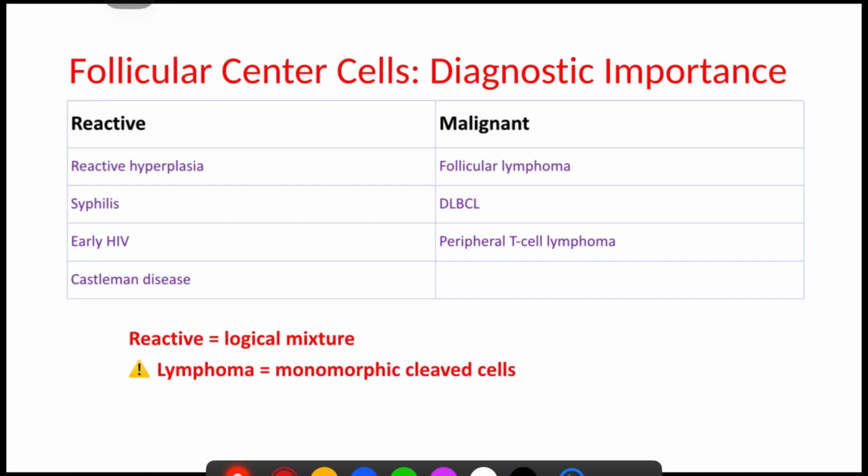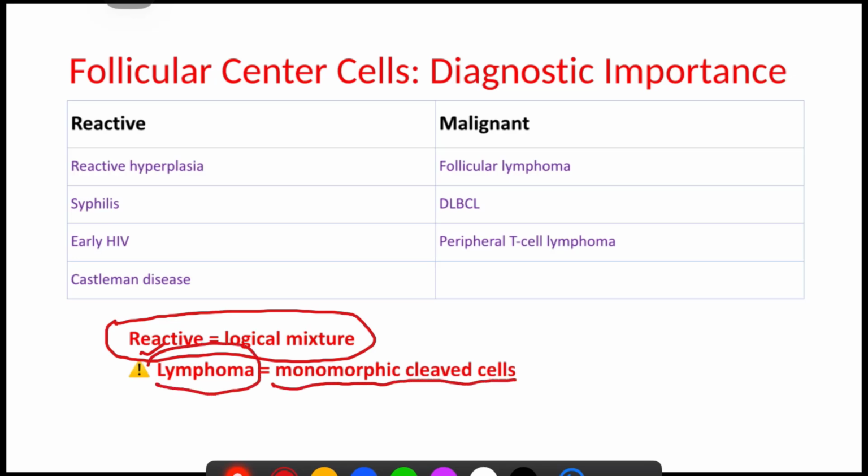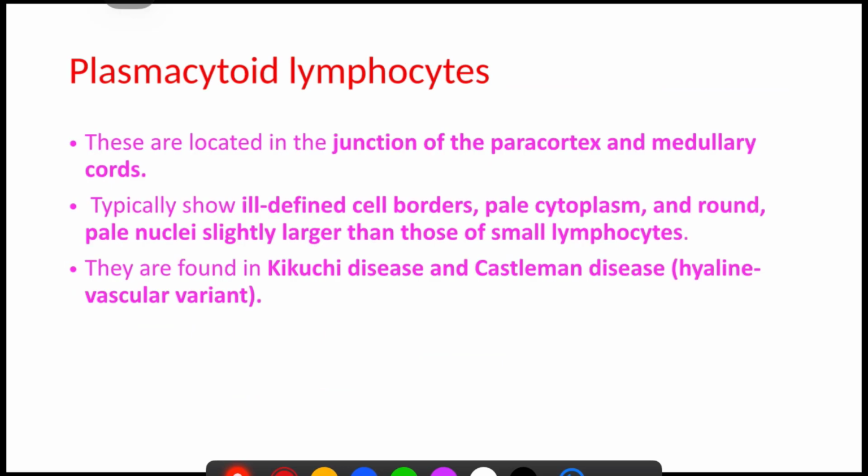And in malignant conditions: follicular lymphoma, DLBCL and peripheral T cell lymphoma. So whenever you find a mixture of all the cells, a polymorphous population, it indicates a reactive condition. But in case of lymphoma, monomorphic cleaved cells are generally present. So, a monomorphic population suggests lymphoma, a polymorphic population is mostly reactive.